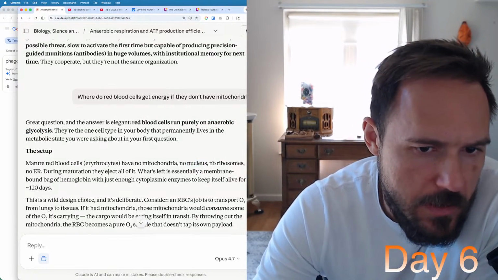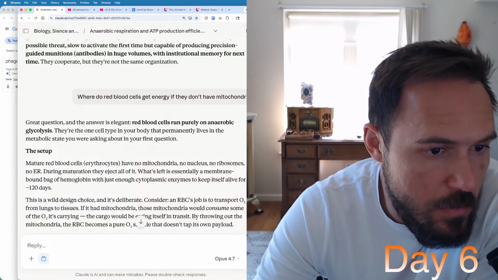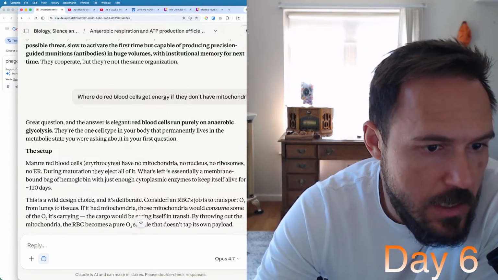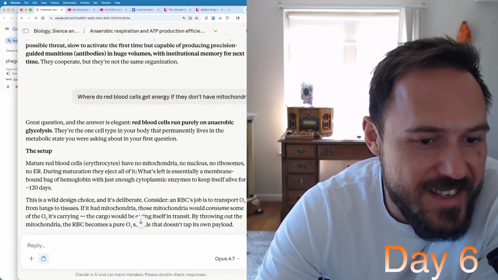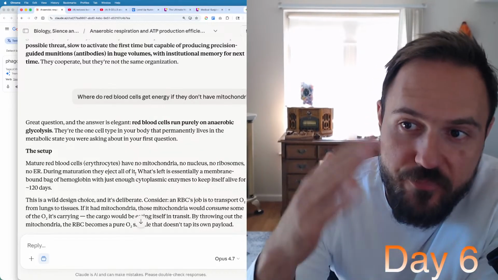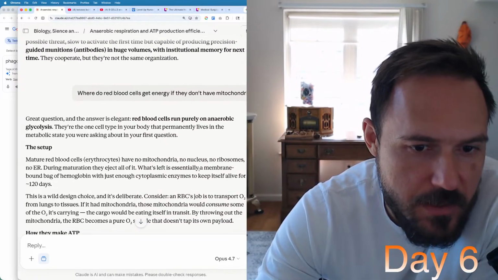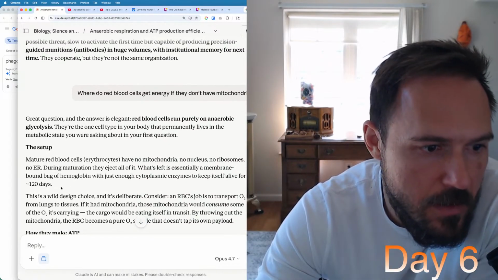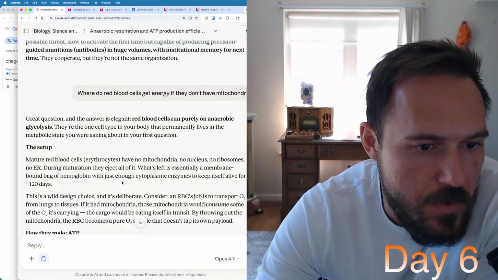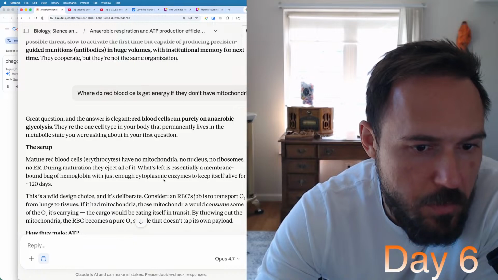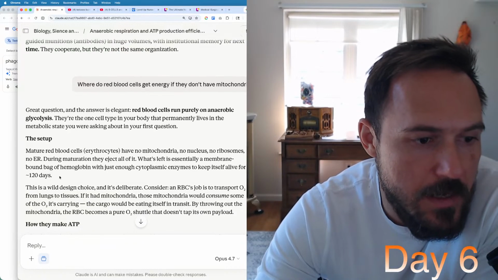Where does it store DNA? No ribosomes, no ER. During maturation, they eject all of it. Oh, they use it to grow and then like, bye bye. What's left is essentially a membrane-bound bag of hemoglobin with just enough cytoplasmic enzymes to keep itself alive for 120 days.